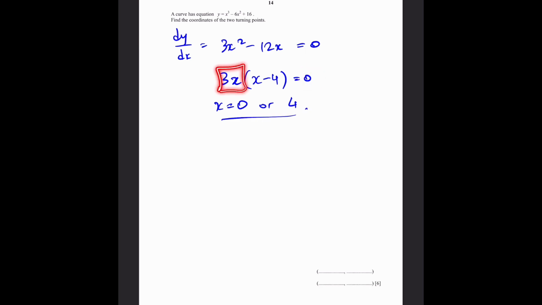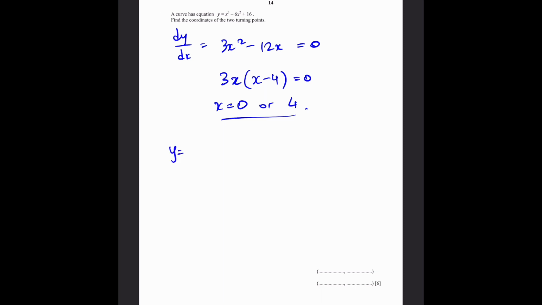So if this is 0, that means x has to be 0, right? Only then when we multiply these, we'll get 0. Or if this is 0, x has to be 4 to get 0 here, and the whole thing will be 0. So x is 0 or x equals 4.